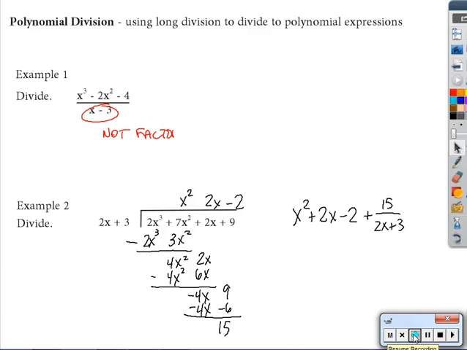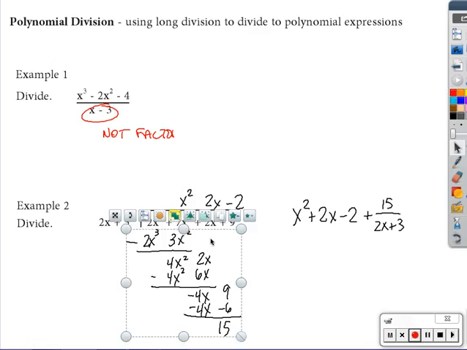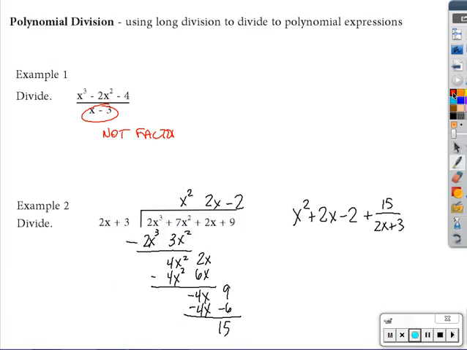So my answer here, again, 2x goes into 2x cubed. X squared times 2x gives me 2x cubed. X squared times 3 gives me 3x squared. I subtract these. 7 minus 3 is 4. Bring down my 2x. Two x times 2x gives me 4x squared. 2x times 3 is 6x. I subtract these. I get negative 4x.